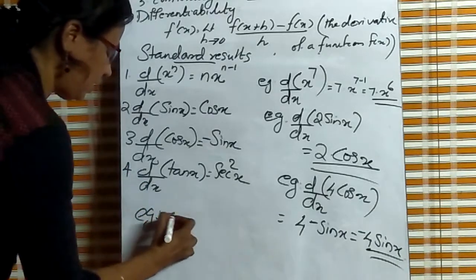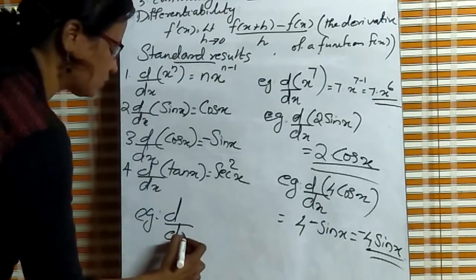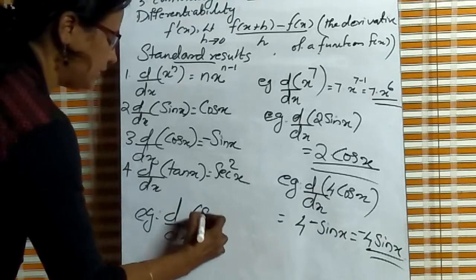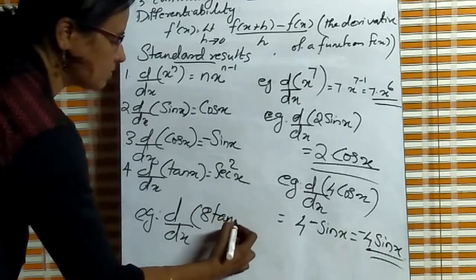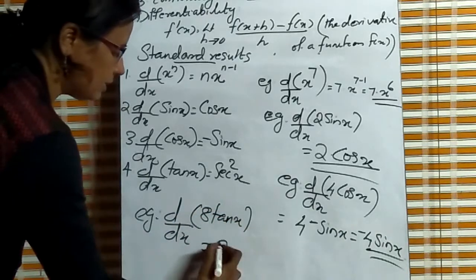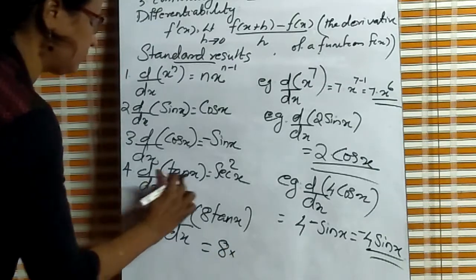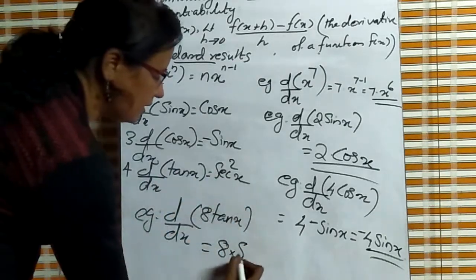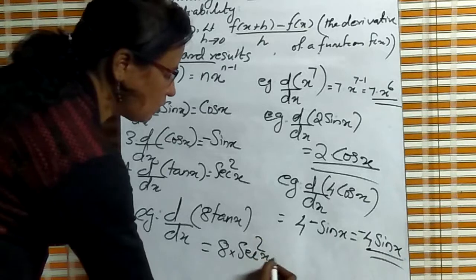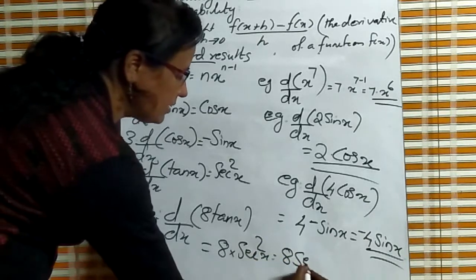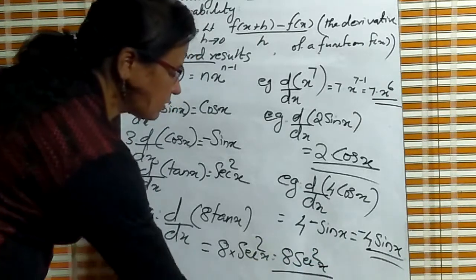Example, find d by dx of 8 tan x equals 8 into, what is the derivative of tan x? Sec square x. 8 into sec square x is equal to 8 sec square x.